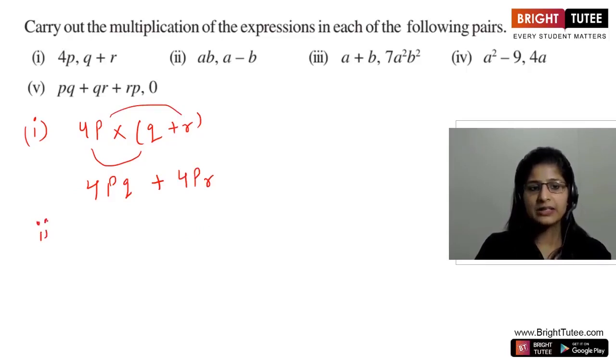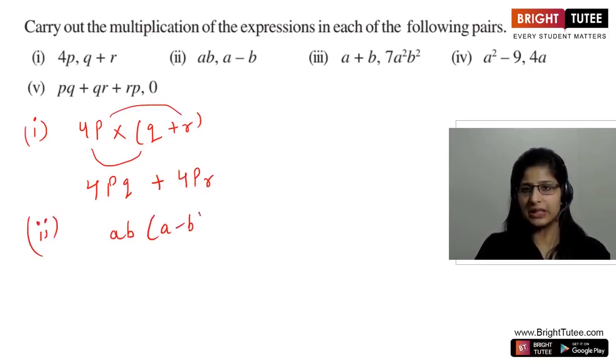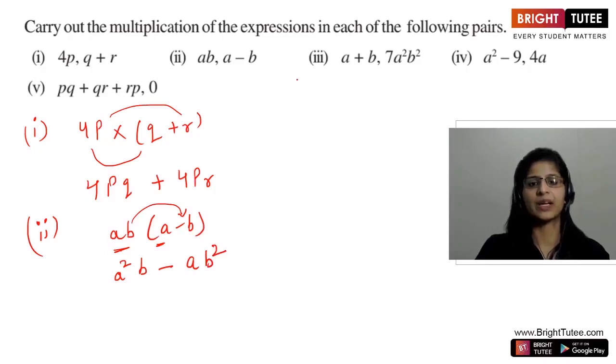In the second part, we have to multiply ab and a minus b. So ab will get first multiplied with a. So we get a into a is a square b, minus ab when multiplied with b gives us a b square. b into b is b square.